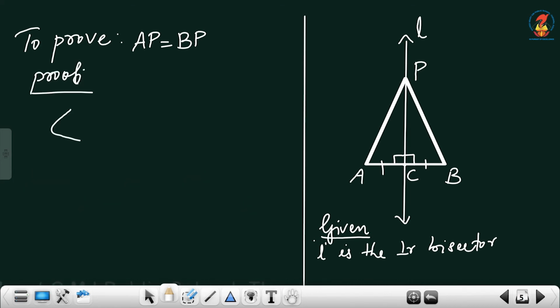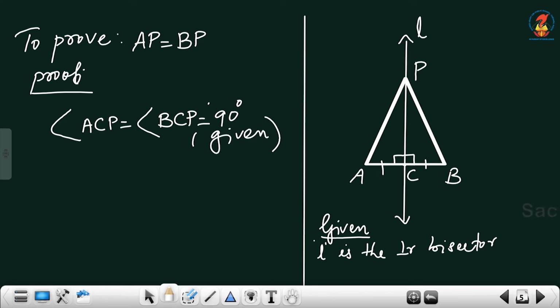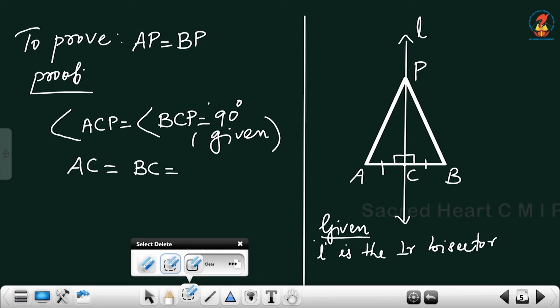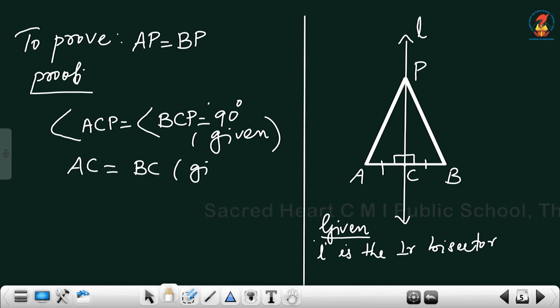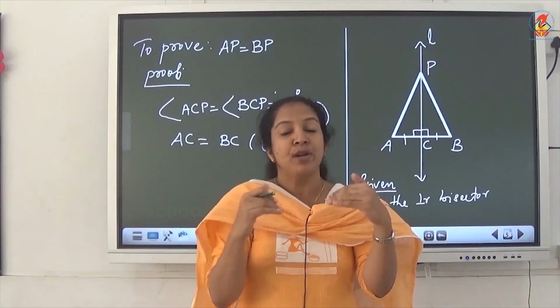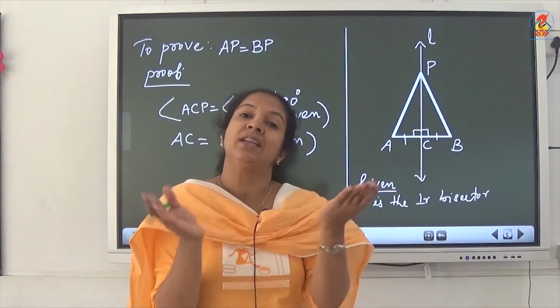What is the proof? First, angle ACP is equal to angle BCP is equal to 90 degrees, which is given, because L is the perpendicular bisector, and AC is equal to BC, that is also given. Why have I written AC is equal to BC? Because, for checking the congruence and for identifying the corresponding parts, we can keep one over the other.